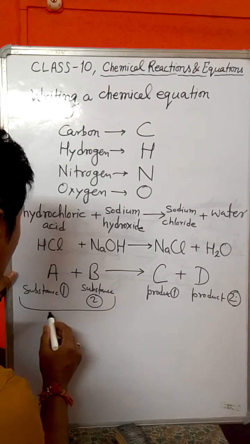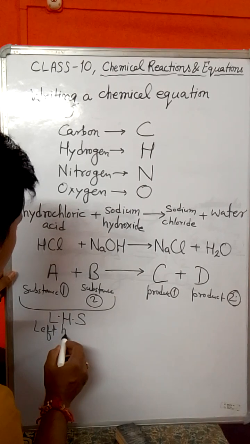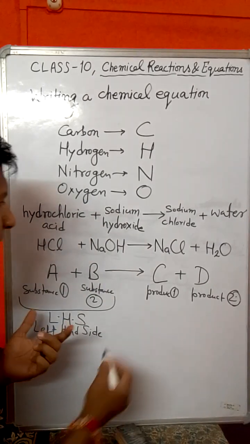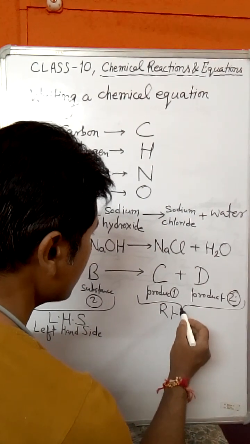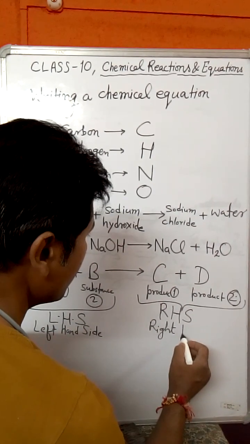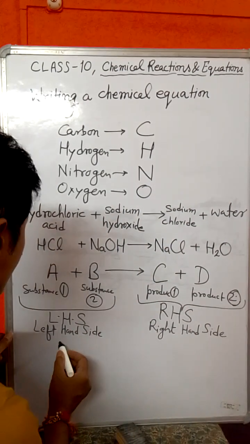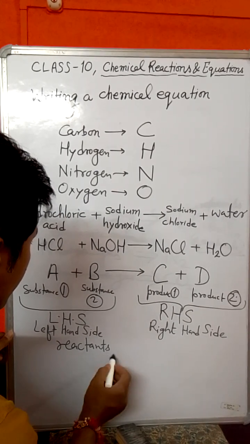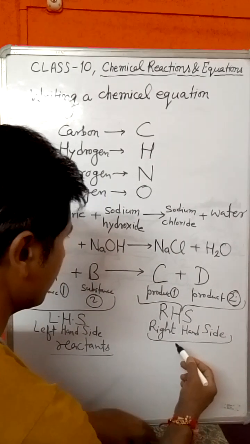Now this is the LHS, that is the left hand side, and this one is the right hand side, RHS. This left hand side is known as the reactants, and the right hand side is known as the products.